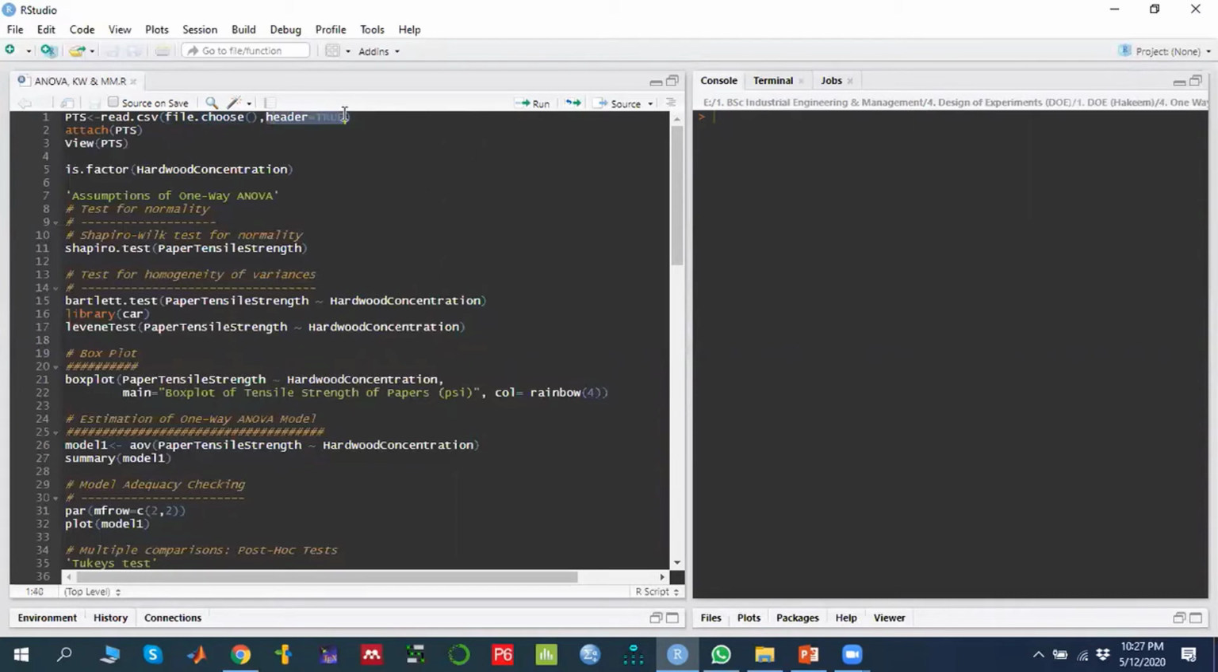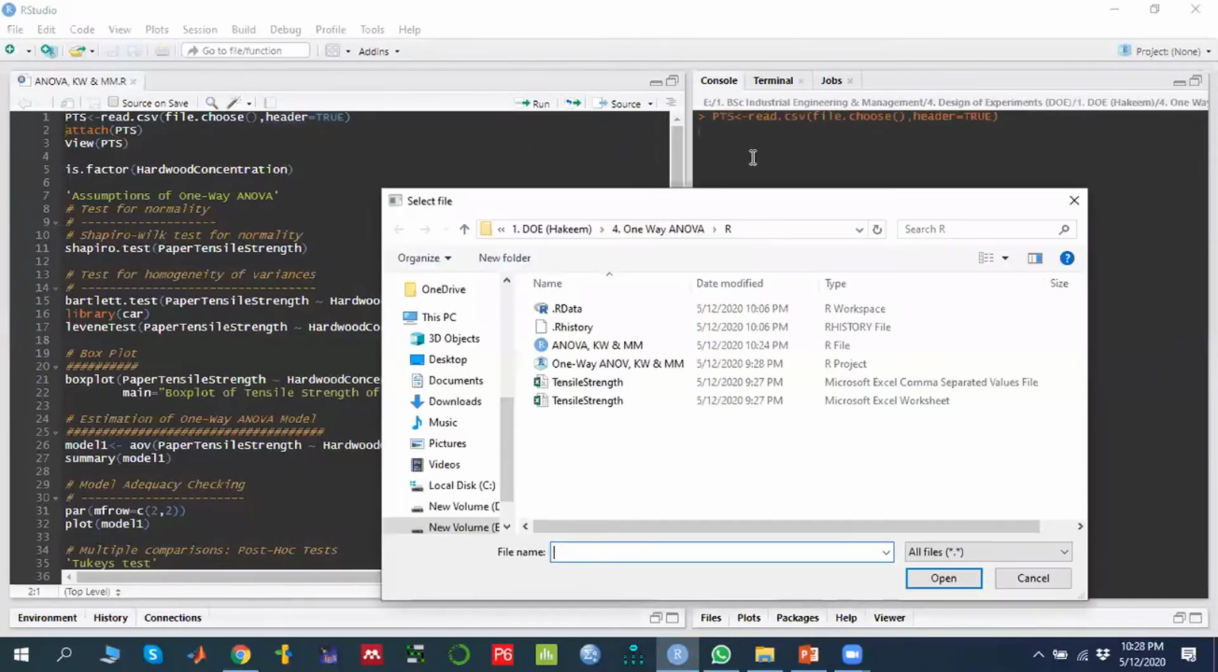And then header is equal to true means that the first row in the data set would be considered as the headers, or you can say the names of the variables. After reading that data set, it must be stored in a variable, and the name of the variable is PTS. So if I run this command, it is giving us the option where our data set is, that is basically the tensile strength, in a comma separated file.